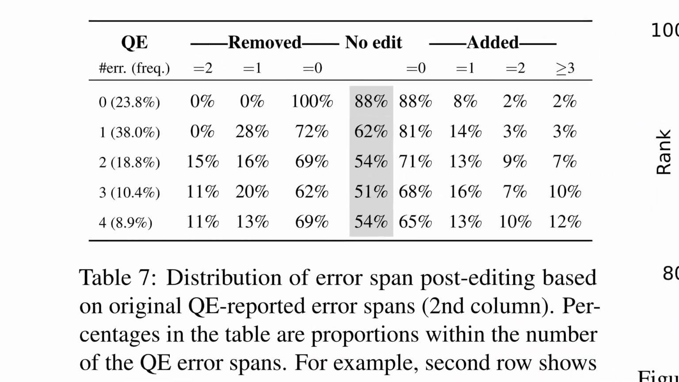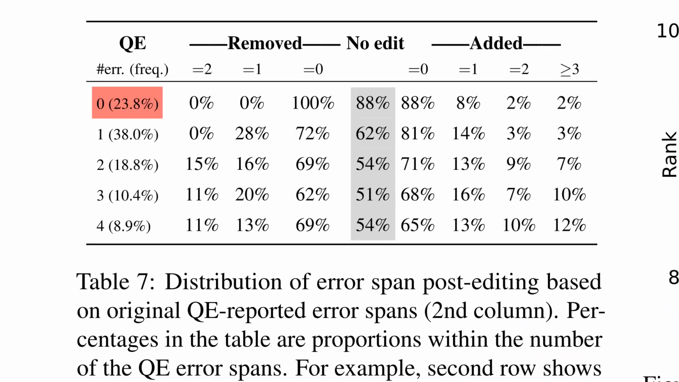By the way, there's one more thing that we noticed. In 24% of cases, the quality estimation model highlighted no error in the translation. And when that happened, the majority of annotators agreed and confirmed that there are no errors. This is because the quality estimation model is recall focused.